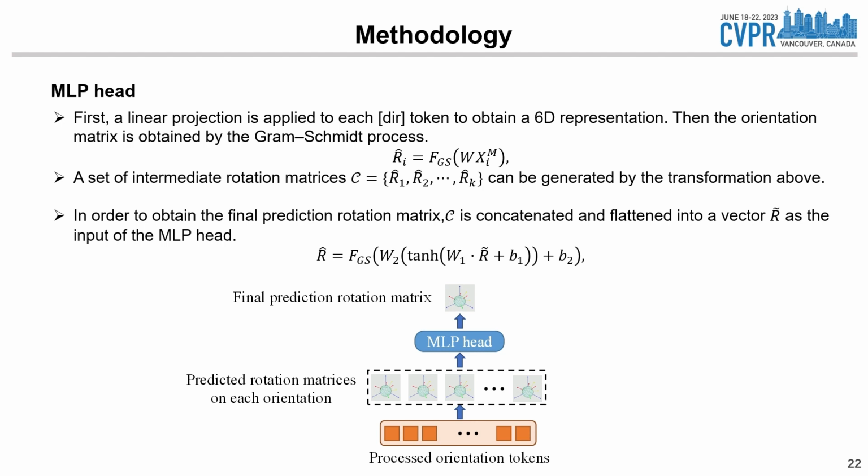First, a linear projection is applied to each DIR token to obtain a 6D representation. Then the orientation matrix is obtained by the Gram-Schmidt process. A set of intermediate rotation matrices are generated by the transformation above. Then, they are concatenated and flattened as the input of the MLP head in order to obtain the final prediction rotation matrix. In the training stage, the intermediate and the final prediction rotation matrices are used for calculating the loss, while in the prediction stage, only the final rotation matrix is used for prediction.